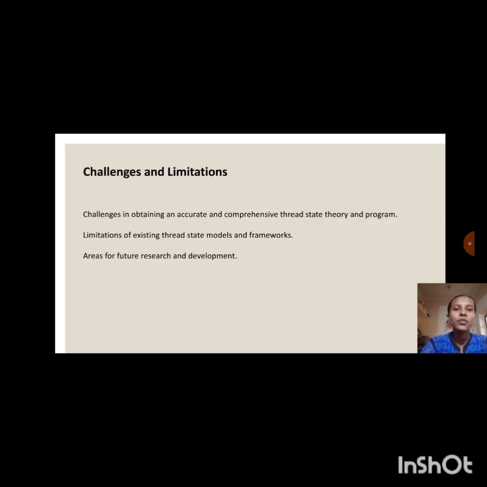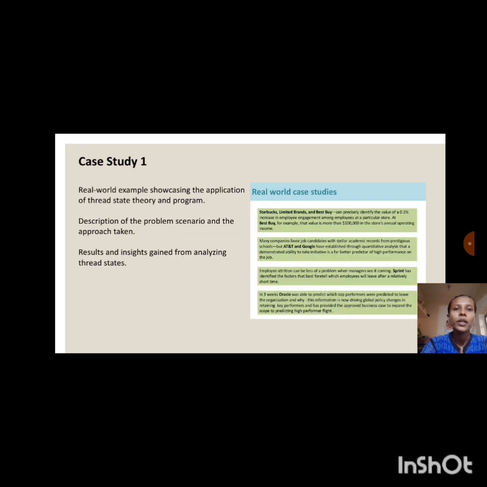Challenges and limitations. Challenges in obtaining an accurate and comprehensive thread state theory and program. Limitations of existing thread state models or frameworks. Areas for future research and development.